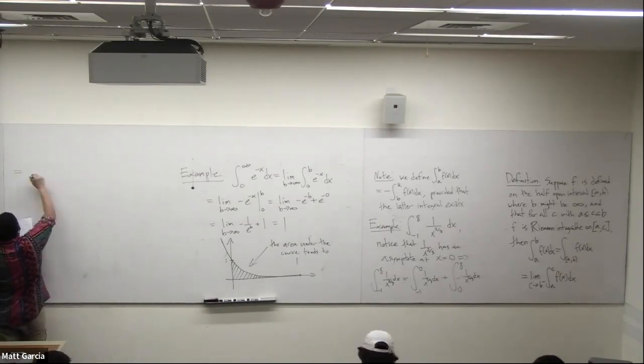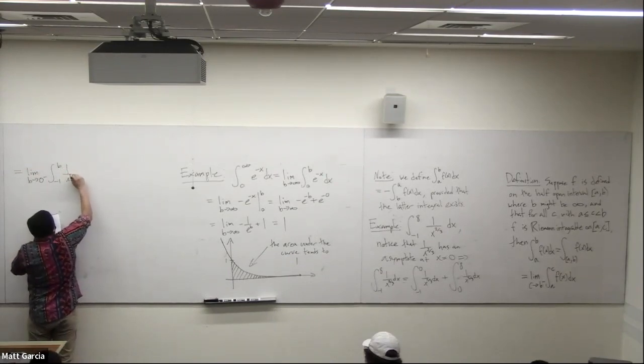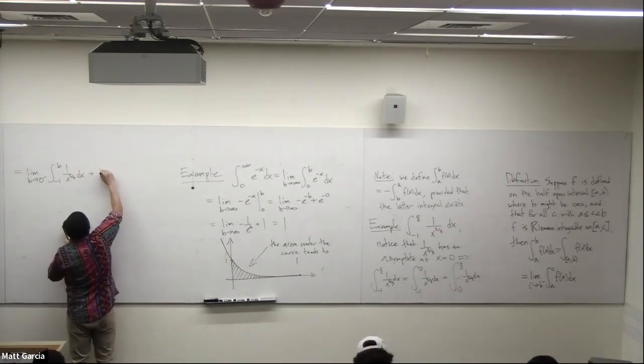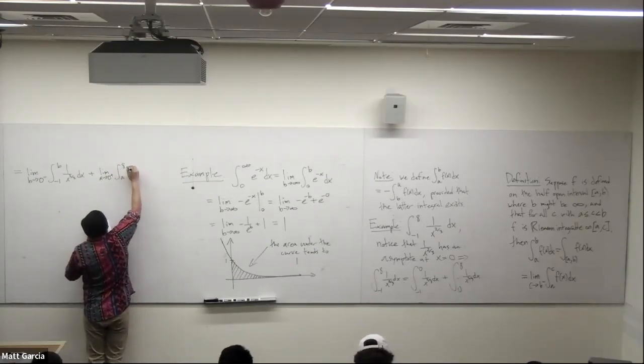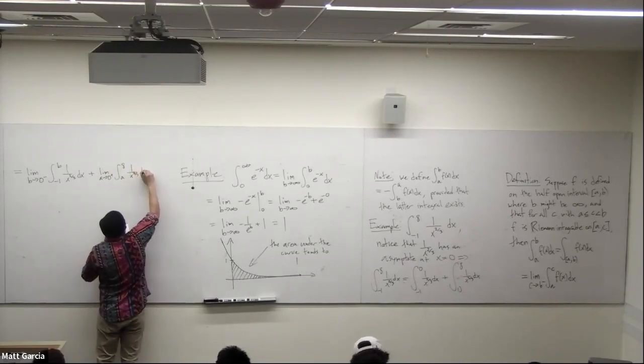Let's just write this down very quickly. What do we get? We get the limit as b approaches 0 from the left of the integral from -1 to b of 1 over x to the 2/3 dx, plus the limit as a approaches 0 from the right of the integral from a to 8 of 1 over x to the 2/3 dx.